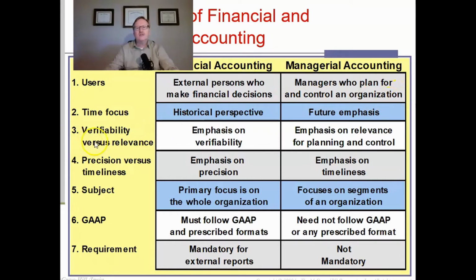So next, you'll see number 3, which kind of takes on that same idea. If it happened in the past, we can verify it. Well, yeah, it happened in the past, so we can verify what that stock price was. If we're doing our financial reports and doing journal entries to record expenditures that happened in the past, we know how much we spent for these supplies or this inventory. Well, we can verify that because we have receipts and paperwork to see what we actually spent. But managerial accounting is on relevance.